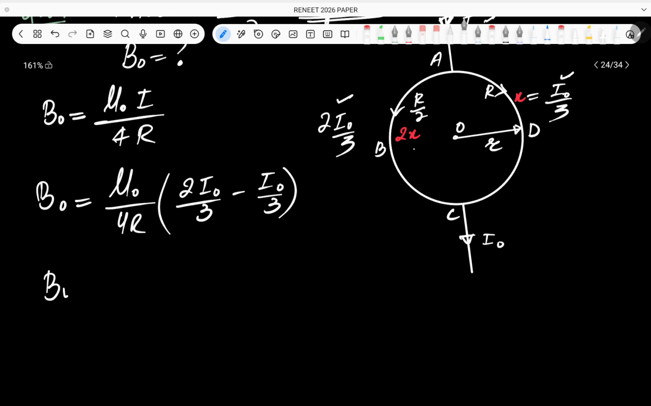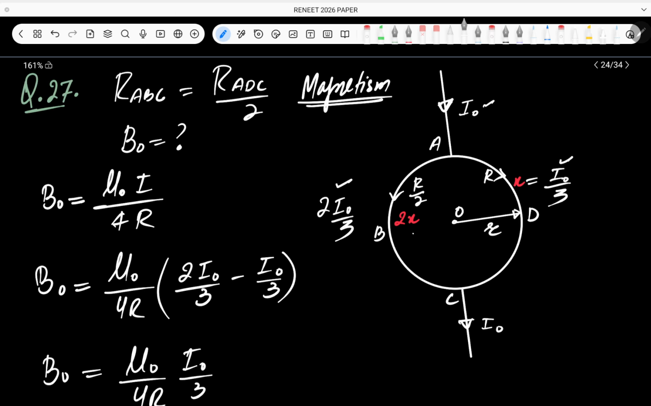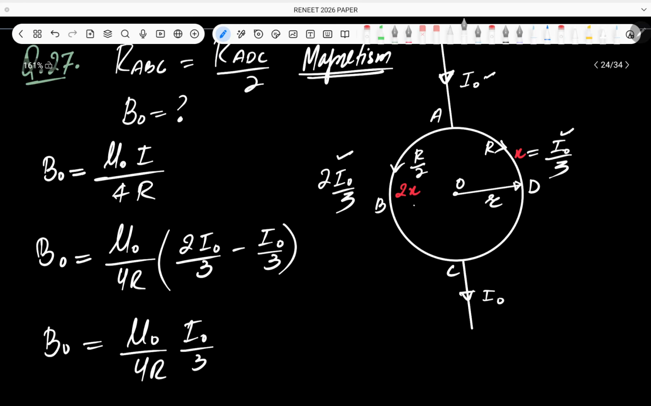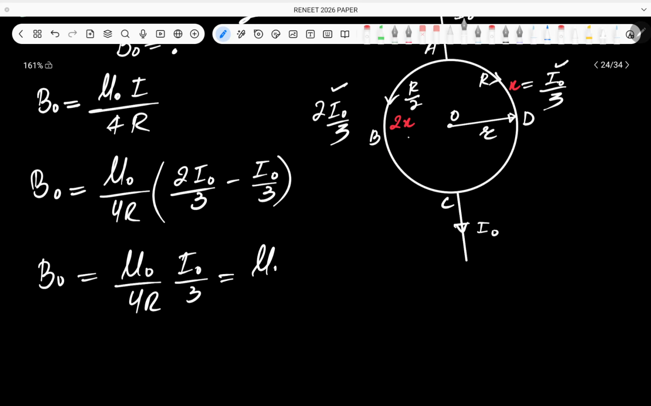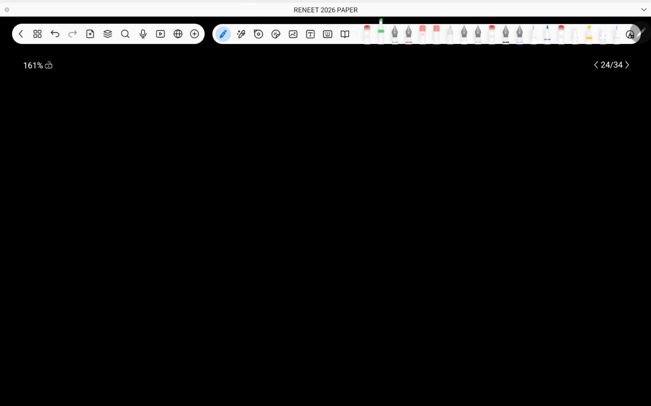Okay, now B naught will be equal to mu naught divided by 4R. 2 minus 1 is 1, so it is I naught divided by 3, and hence it finally comes out to be mu naught into I naught divided by 12 multiplied by R. This is the answer to this question. Let's move to another question.